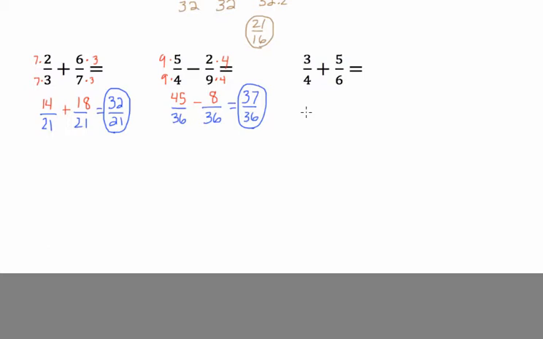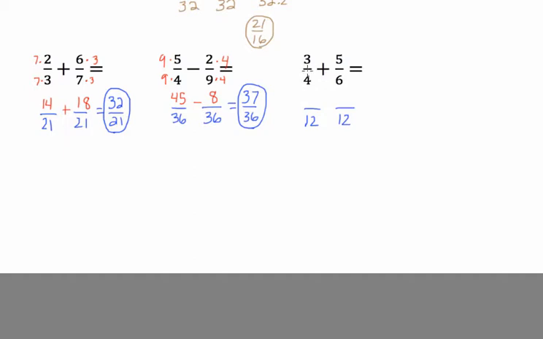3/4 plus 5/6. What would our common denominator be? We want the lowest number that both 4 and 6 divide into. You could use 24. 4 times 6 is 24. I will show that in a little bit. There's also a smaller one, 12. 4 divides into 12 evenly and 6 divides into 12 evenly.